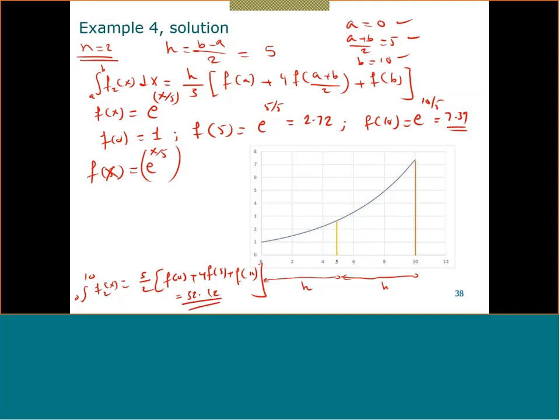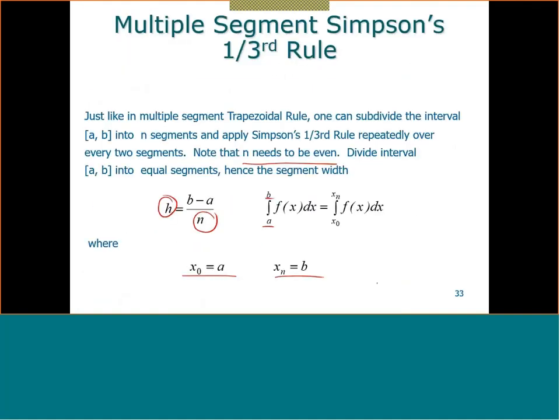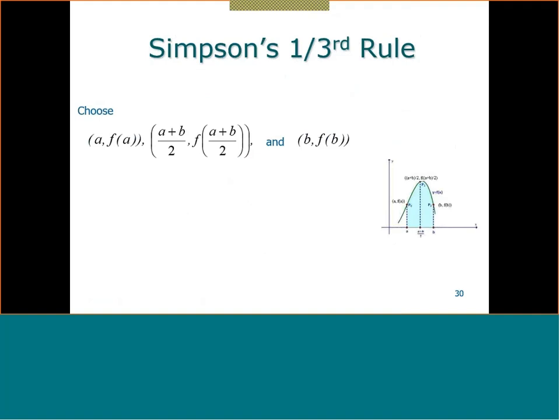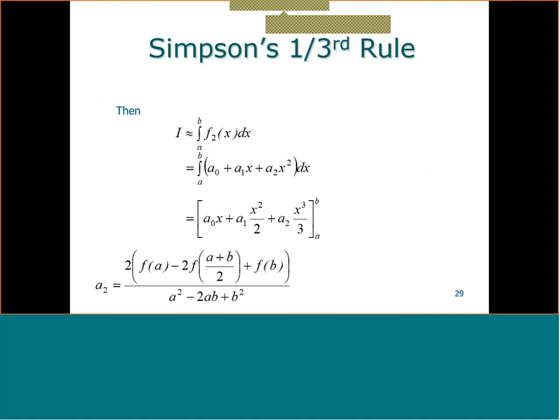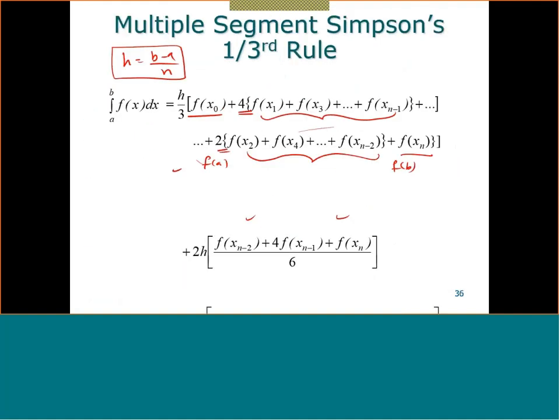I need to have this as 2 segments, so I will take the middle point between a and b. This formula was derived at the end of last lecture. Let me just go back here. Please go ahead, it is derived from here. When we start with the 3 points, a, b, and a plus b over 2, we derive the formula from this. So you go there and you will find the whole derivation of this. Okay, so let's move on.